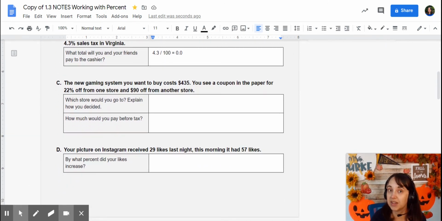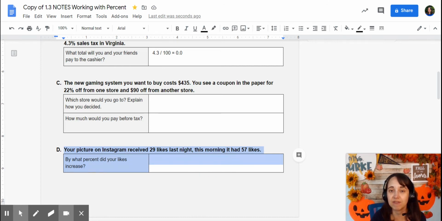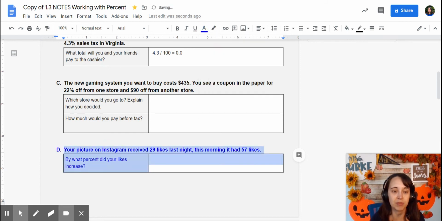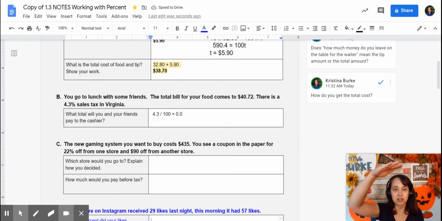And again, I'm the math teacher, so I remember this stuff. I remember making these notes. So this part right here, your picture on Instagram received 29 likes last night. This morning it's at 57 likes. This is percent increase and decrease, which is a slightly different topic than tax, tip and discount above. So I can chunk this information by maybe turning this font blue. I know that the black stuff goes together because that was all tax, tip, discount.